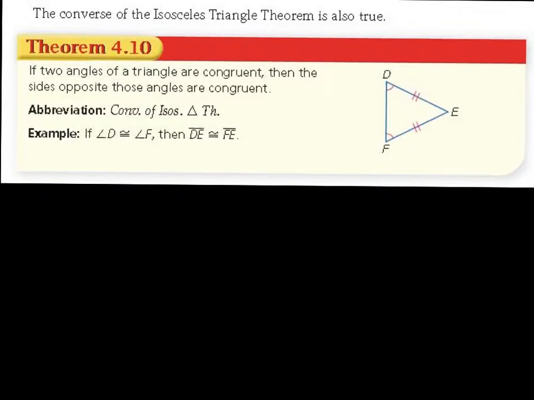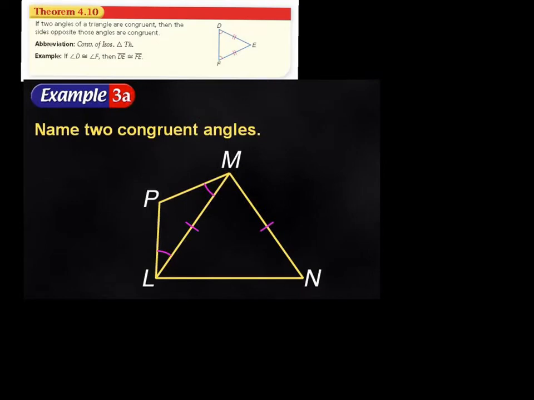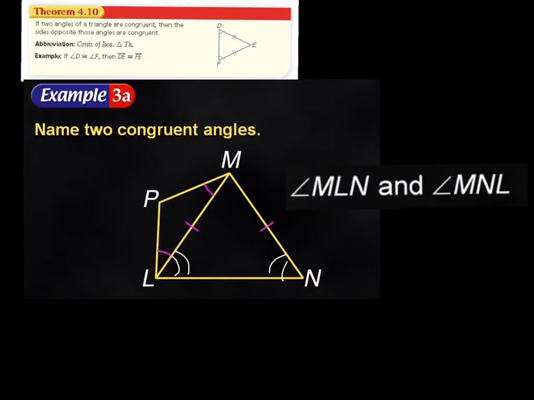The converse of the isosceles triangle theorem is also true. If two angles of a triangle are congruent, then the sides opposite those angles are congruent. Example 3 could be done a little bit better. They ask us to name two congruent angles. They mean the ones that aren't marked already. So angle L there and angle N, and we should probably use 3 letters. So they'd be called angle MLN and angle MNL.